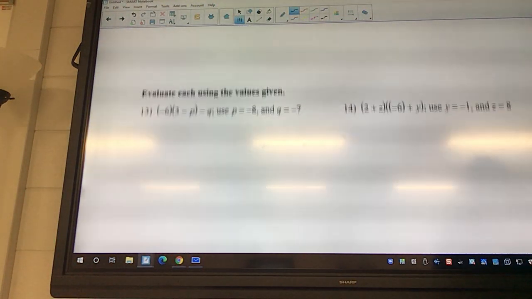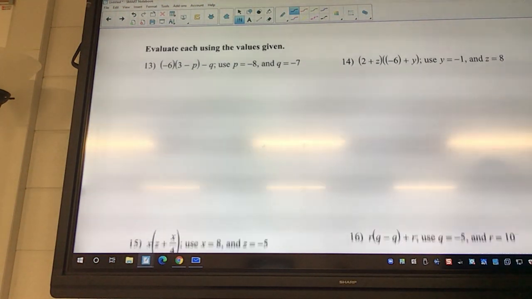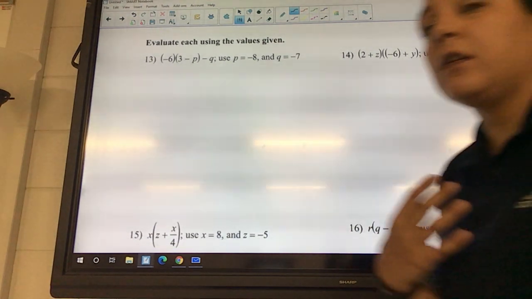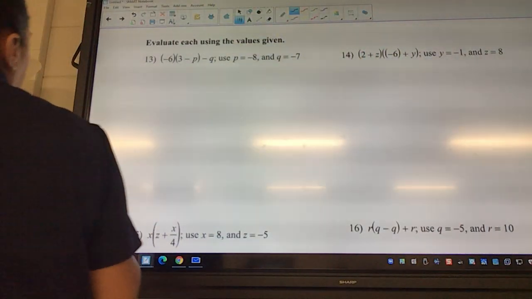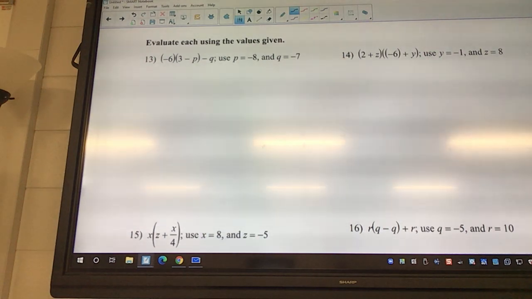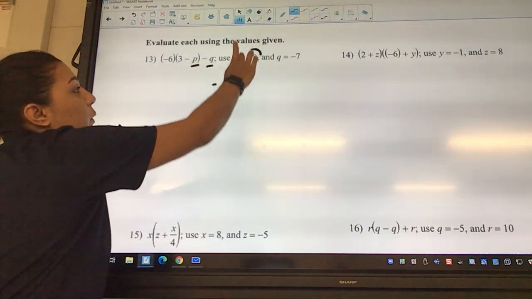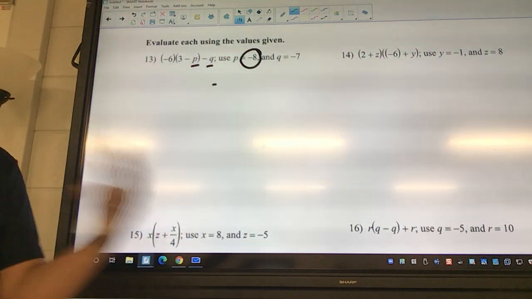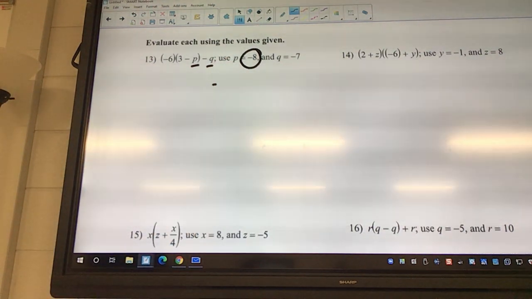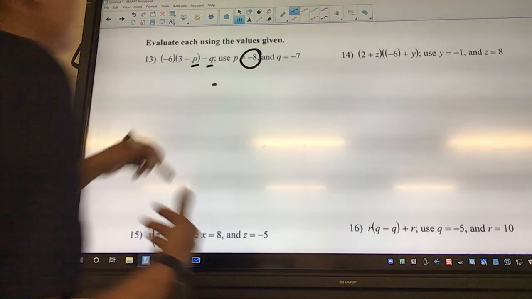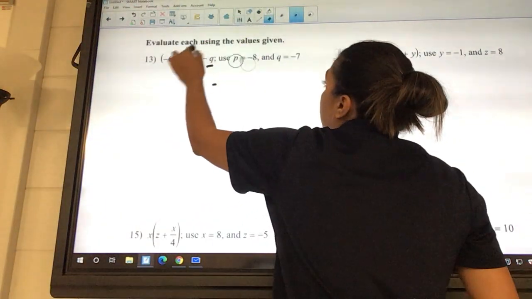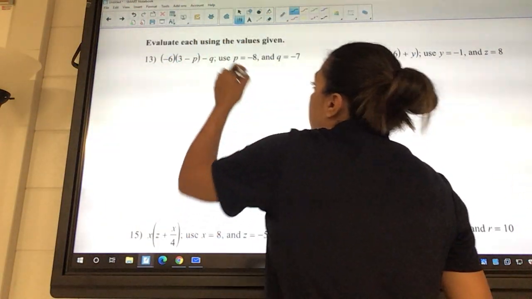Okay, the other section on here is about evaluating expressions. And I know for a lot of people, these look a little intimidating. Don't be. All they're saying is everywhere there's a letter, it tells you the value of that letter. And so all you need to do is change them out, and then it's just like the problems that we've been doing. Okay, so everywhere there's a P, what are we really plugging in?